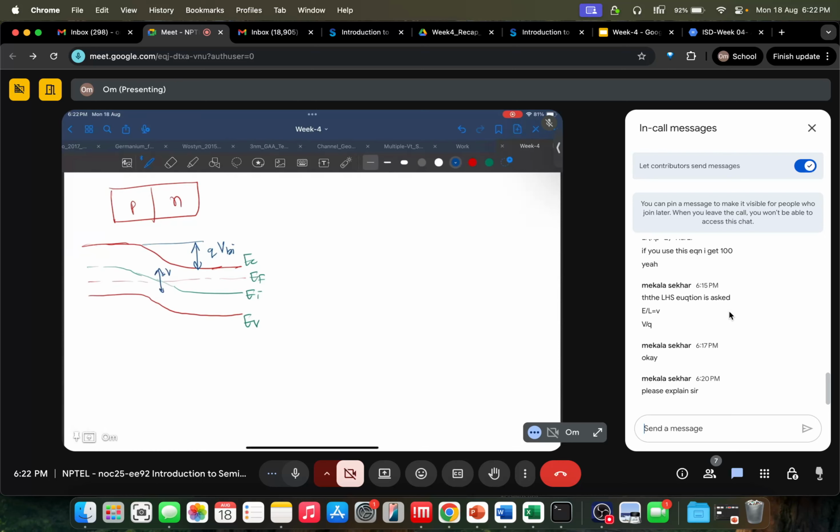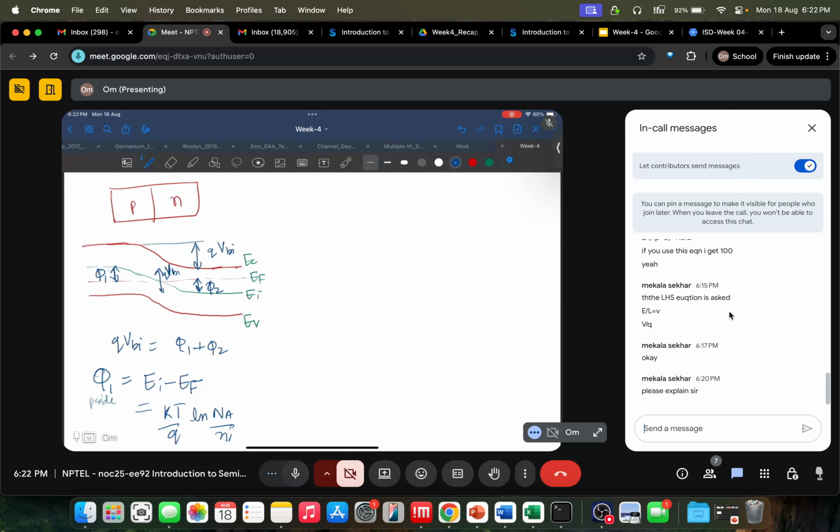This is QVBI, which is the sum of this and this, as follows: phi 1 and phi 2. So QVBI is phi 1 plus phi 2. And phi 1 is simply EI minus EF, right, on the P side, which will be KT by Q ln NA by ni, right?